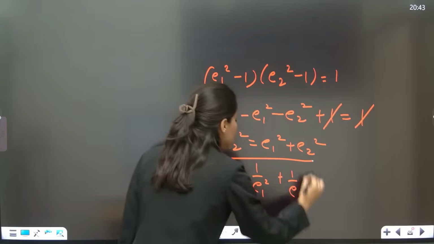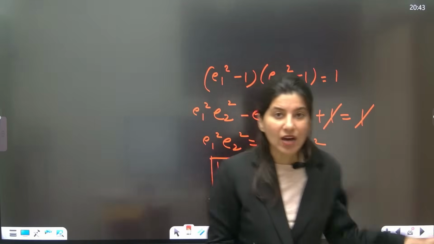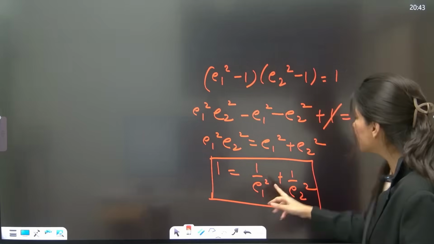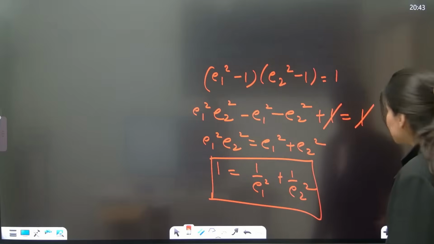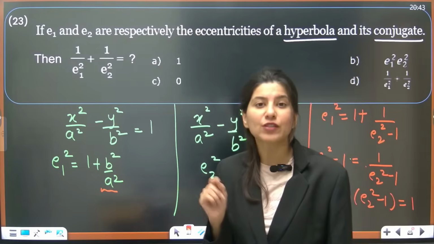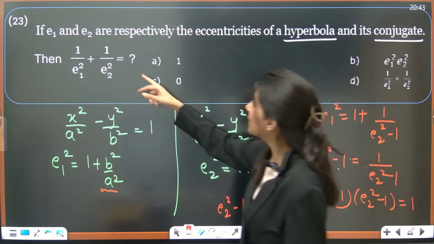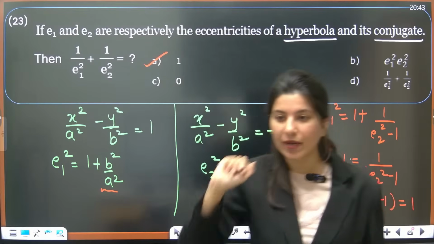This is a direct result also that you can remember. If you have a hyperbola and its conjugate, with eccentricities E1 and E2, the sum of the squares of the reciprocals of the eccentricities will become what? Option A, 1. Okay.